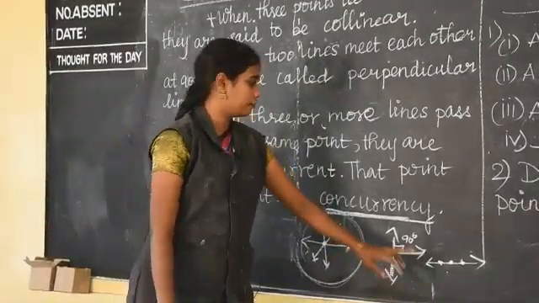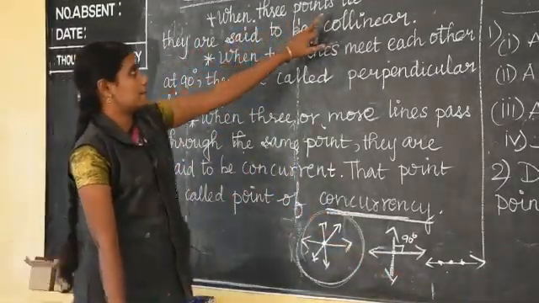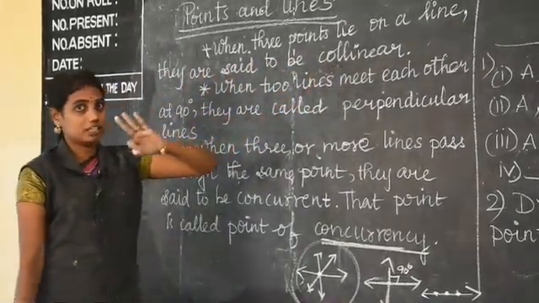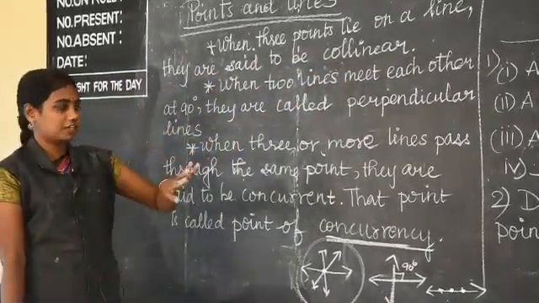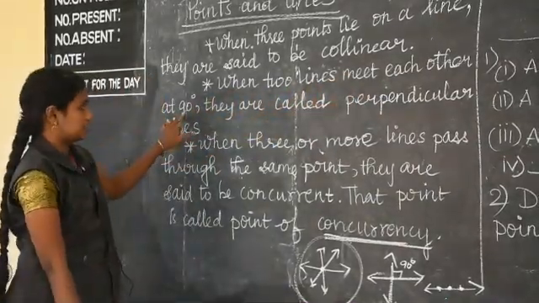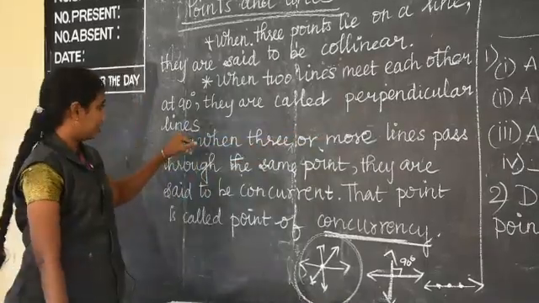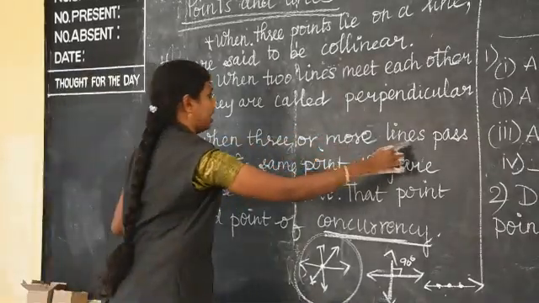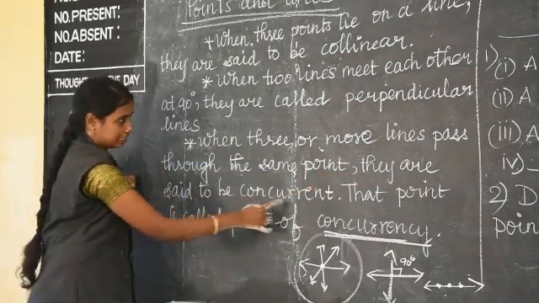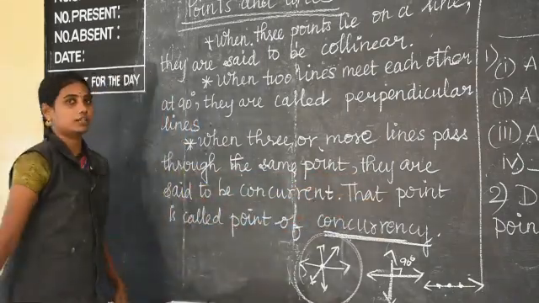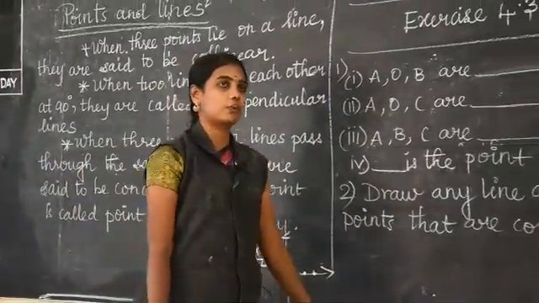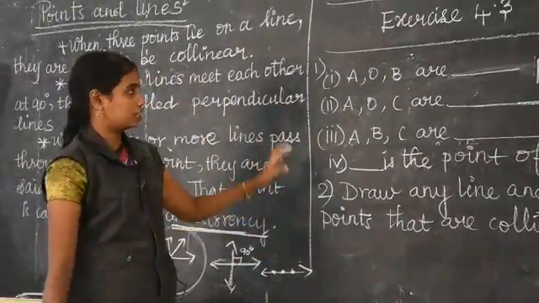Now listen to me. The first important point is when 3 points lie on a line, they are said to be collinear. Only 3 points. If you have 4 points, it's not collinear. When two lines meet each other at 90 degree, they are called perpendicular lines. When 3 or more lines pass through the same point, they are said to be concurrent. That point is called point of concurrency. Next, we are going to see exercise 4.3 based on these 3 points only.